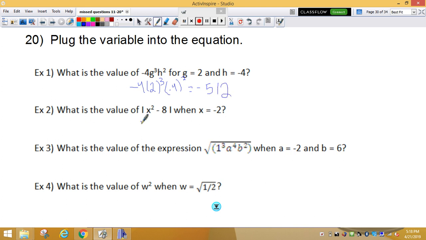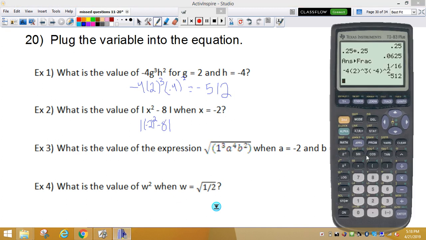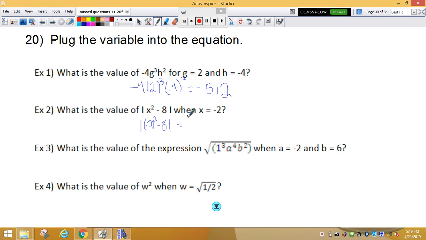Okay, example 2. These lines mean absolute value. So I'm plugging in a negative 2 squared. I put it in parentheses because it's a negative. So let's see what that is. Parentheses negative 2 squared minus 8. I got negative 4. So the absolute value of negative 4. Absolute value is always positive, so my answer is actually a positive 4.